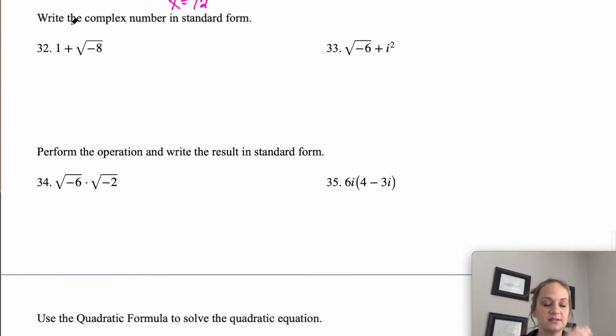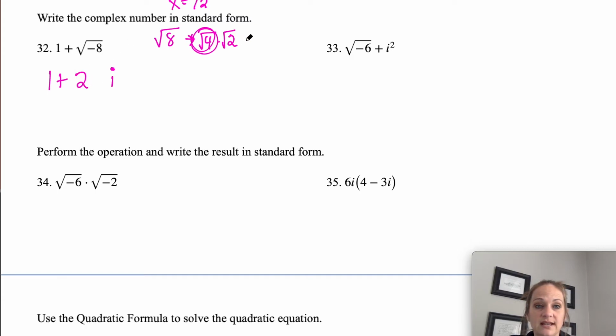Complex number. So in the complex number, you're going to have a real part and an imaginary part. So I know my answer is going to be 1 plus something with an i, because the square root of a negative is i. Now, the square root of 8 can be broken down into the square root of 4 times the square root of 2. The square root of 4 is 2, and then I have the square root of 2 left, and that would be my answer. i squared, I know, is actually the number -1.